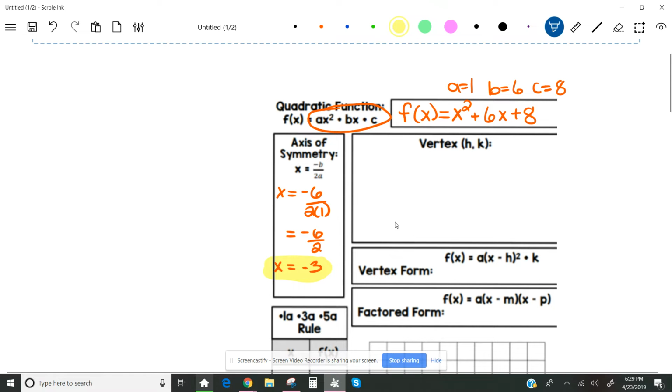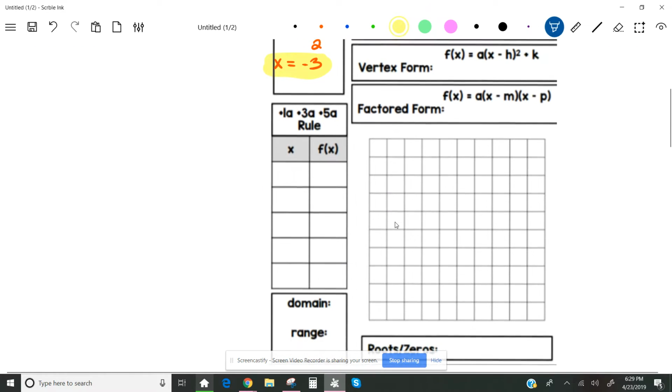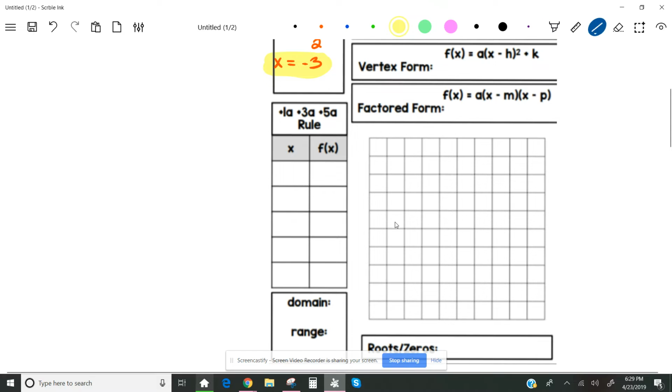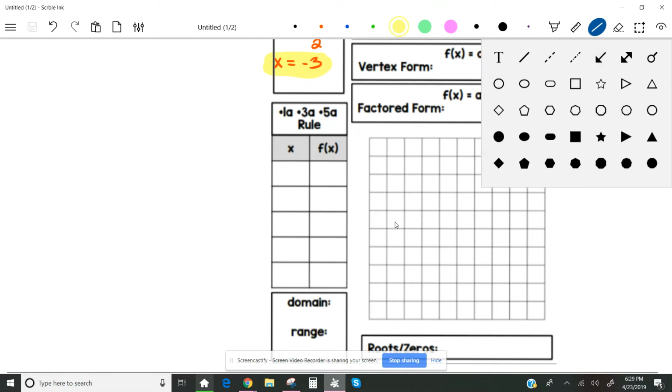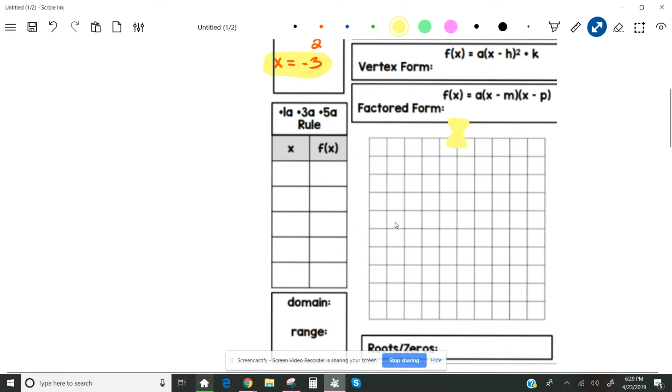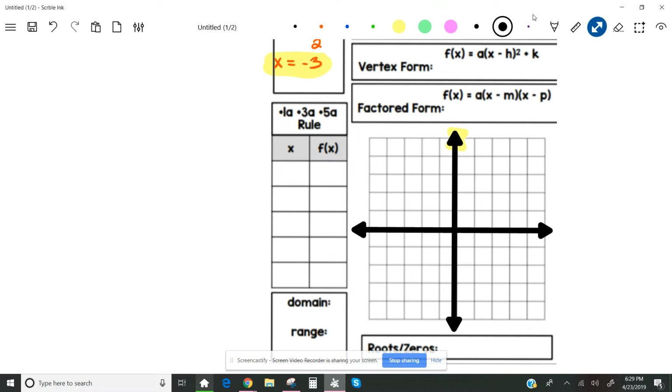So we're going to put our axis of symmetry on our coordinate plane. So we need to make sure that we draw our x and y axis. Let me use a different color for that. X-axis, or y-axis, x-axis. And so I know that my axis of symmetry is at -3. So -3 is here. Highlight -3.